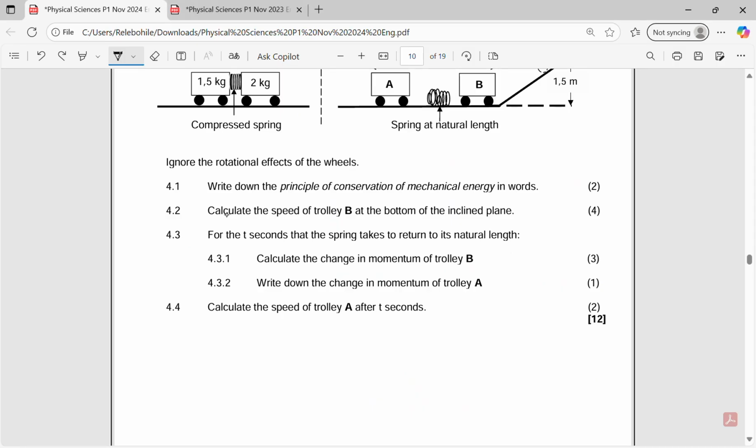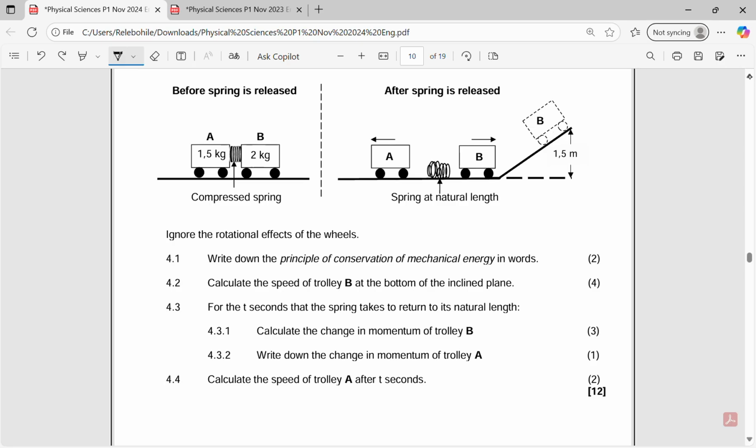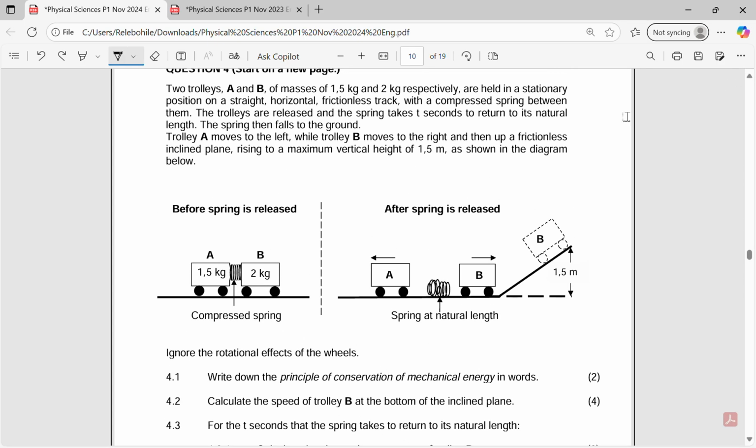Now 4.2 says calculate the speed of trolley B at the bottom of the inclined plane. If we go to our diagram, we will see that this is our trolley B, and it's at the bottom. From this position it goes up and reaches this point here, and this is the maximum height as it is said in the statement.